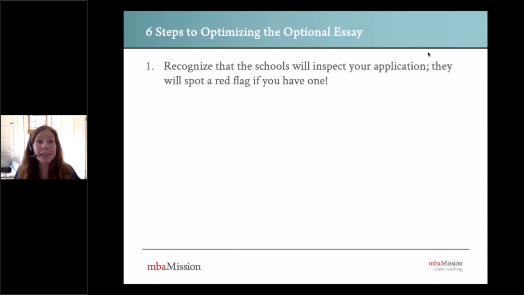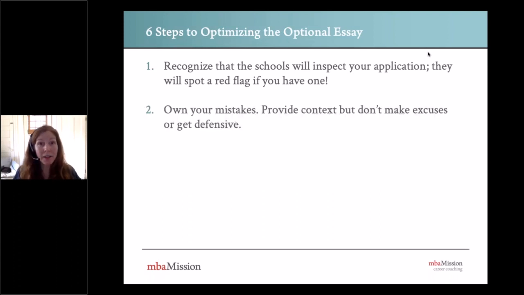So here are my 6 steps to optimizing the optional essay. First, recognize that the schools will inspect your application. They're trained to do this, okay? They will spot a red flag if you have one. I think often when people feel like they have something that they're not really proud of, or some mistake they made in the past, they're convinced it's going to bring them down, so they don't want to talk about it. And they think, well, maybe the schools won't notice it. They'll notice it, I promise you.